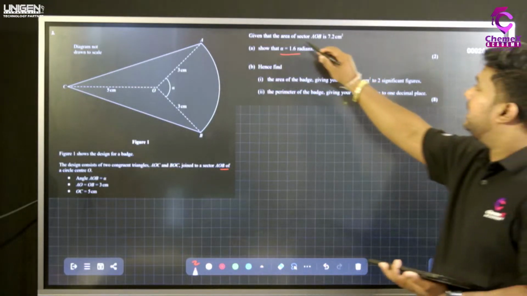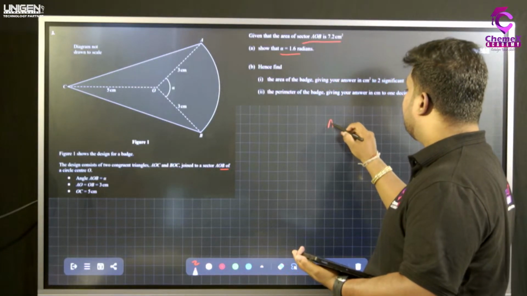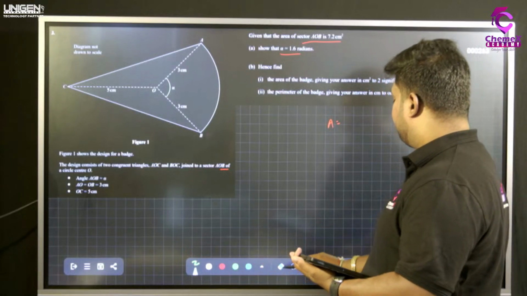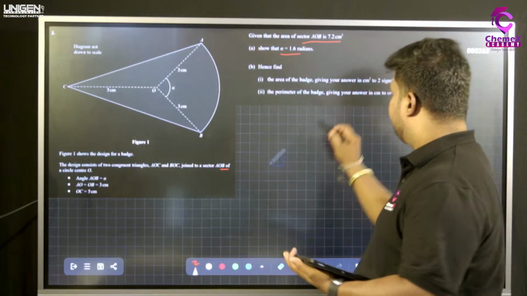So they have given the sector area. So sector area equals what? Area equals what?